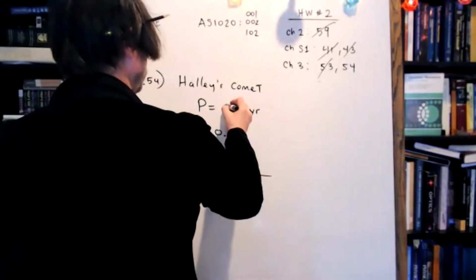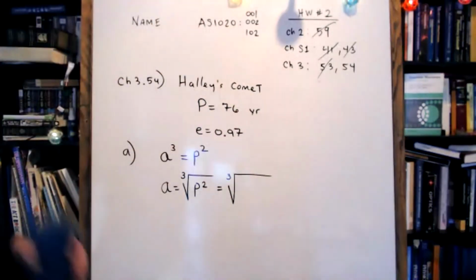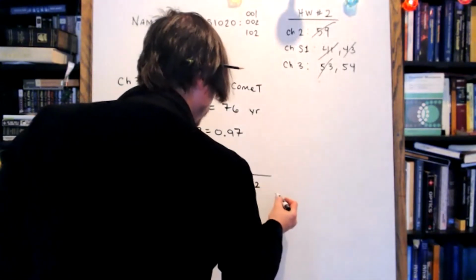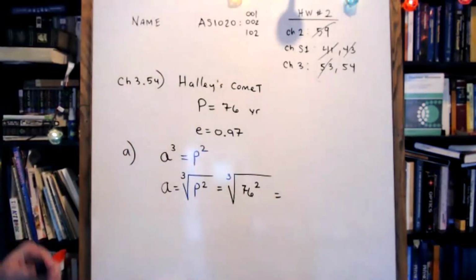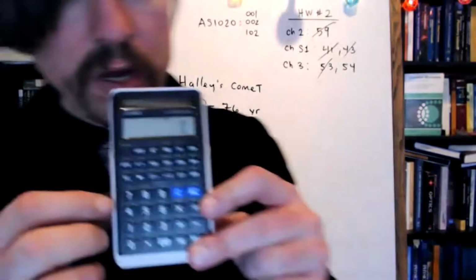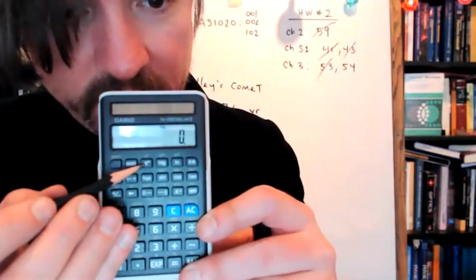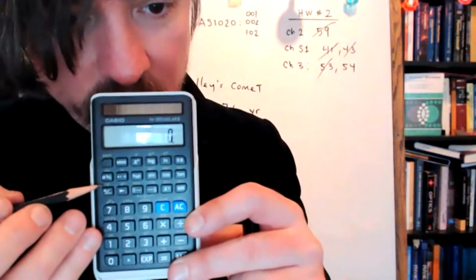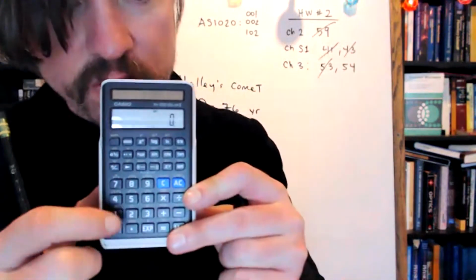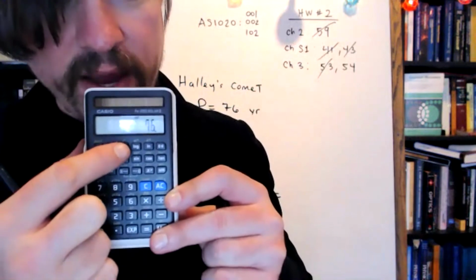So it's the cube root of 76 squared. I'm going to show you how to do that now. Once again, the square key is here, but we're going to want to use the cube root key, which is shift and then the plus minus key. So we'll type 76. Then we're going to square it. Just hit that key.